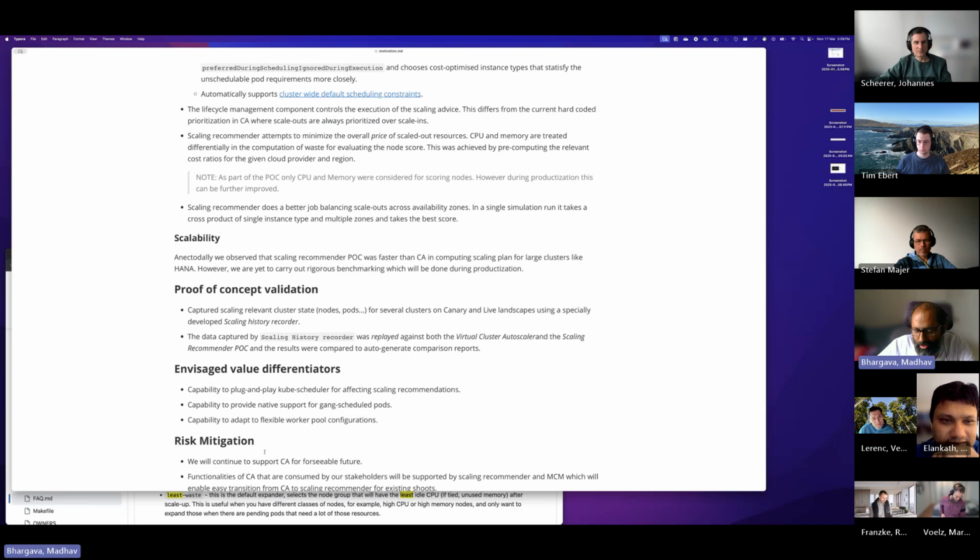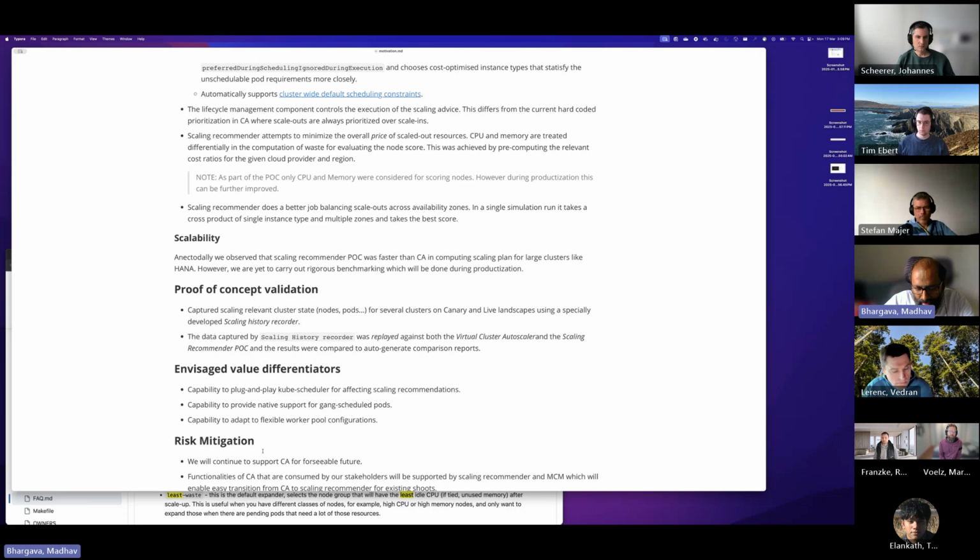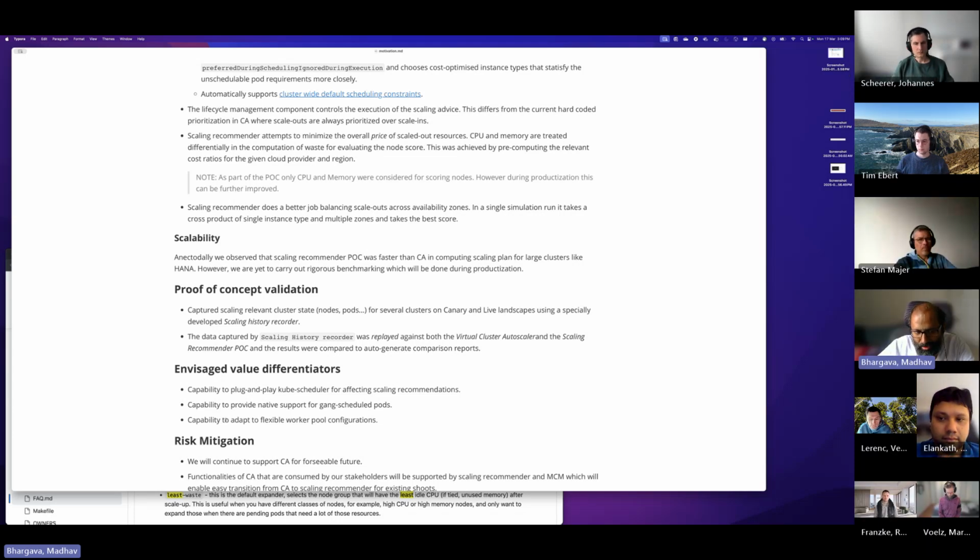We wanted to have a capability to plug and play kube schedulers, and that is important because I'm working on another project which provides support for gang scheduled workloads. And there we are drastically changing and introducing different stages of this kube scheduler. We wanted capabilities to plug and play kube schedulers, either default or custom. And that is one thing.